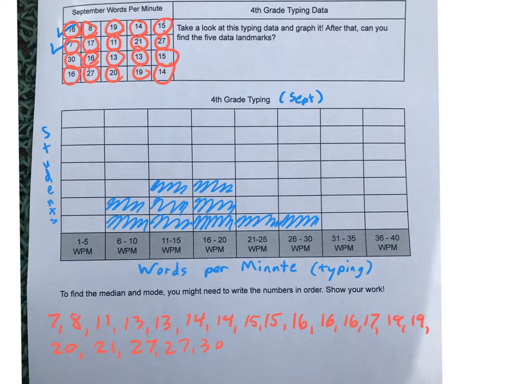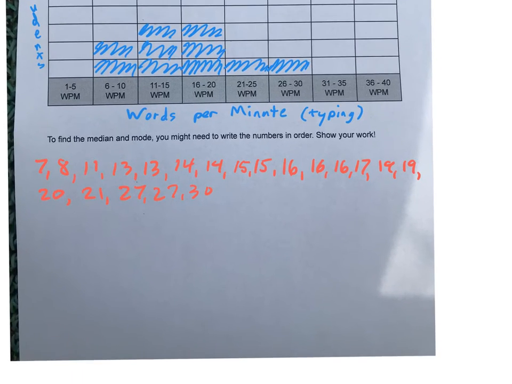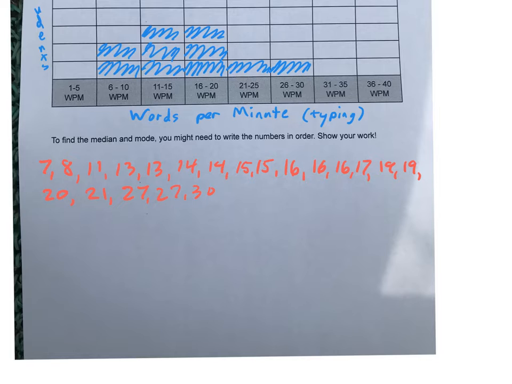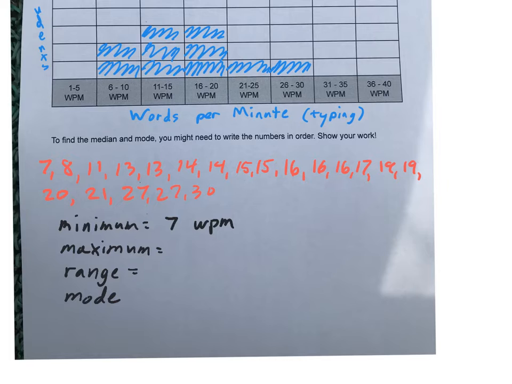And now what you can do is, just looking at this data now, minimum, maximum, range, you should be able to figure out, right? So the minimum would be 7 words per minute. And then the other two I'll let you figure out on your own. Okay, the mode here, I was just looking at this as I was writing my numbers out. Looks like there's quite a few double numbers, right? So 13 is double, 15 is double. There's a couple others, but there's one that's a triple, or there's 3 of them, so that's going to be your mode, whatever one has 3.